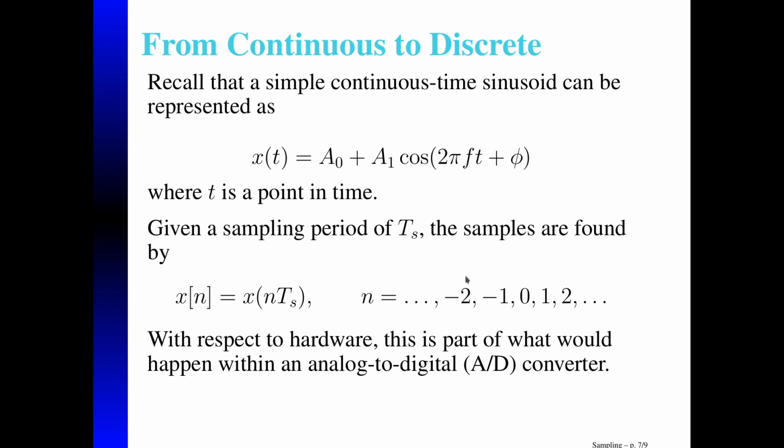Now, one thing to note, even though we won't be discussing it more, is that the hardware that does this for you is called an analog to digital converter, typically written A/D. And it would take the samples for you and spit those out. So a continuous time signal comes in, a sequence of discrete time values would come out.